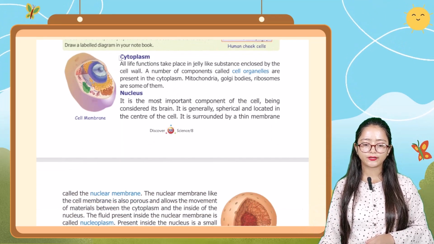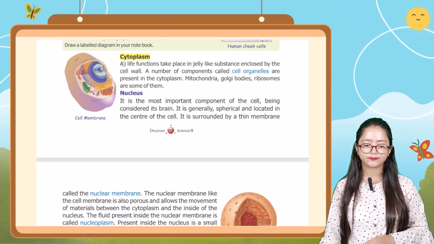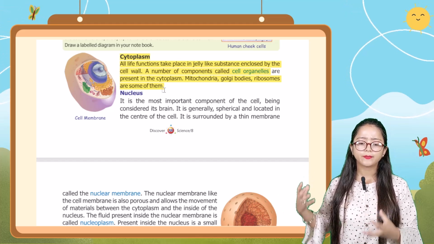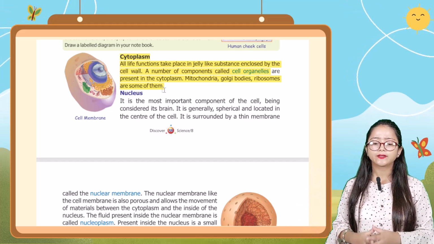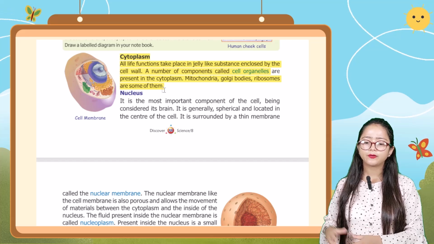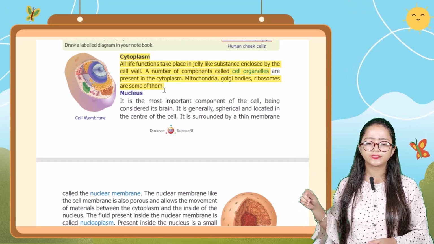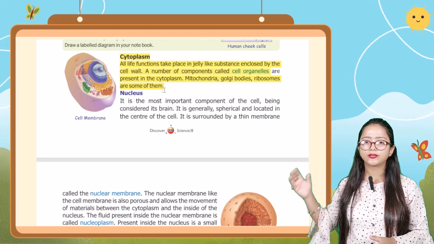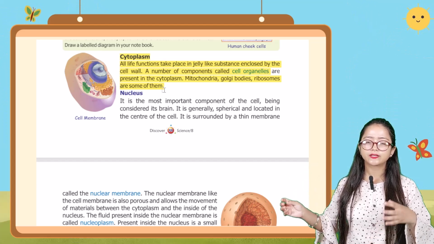Now, the next point is cytoplasm. All life functions take place in a jelly-like substance enclosed by the cell wall. A number of components called cell organelles are present in the cytoplasm. Mitochondria, Golgi bodies, and ribosomes are some of them.